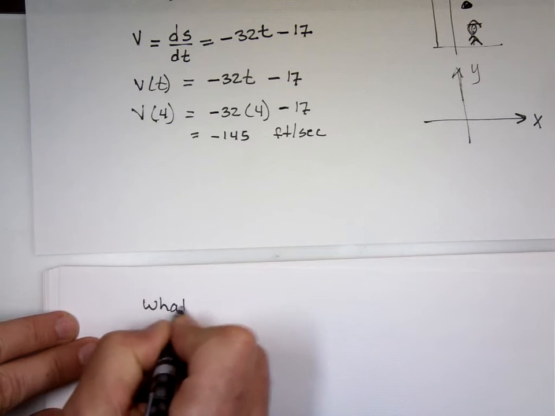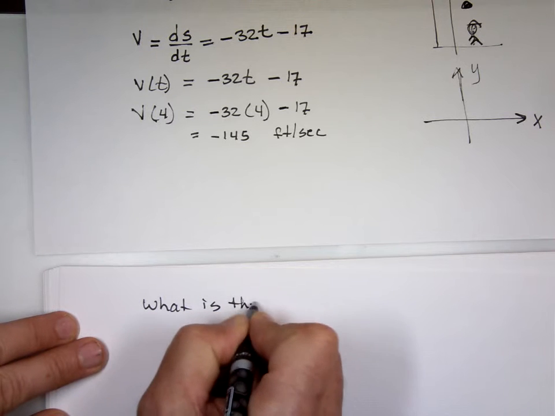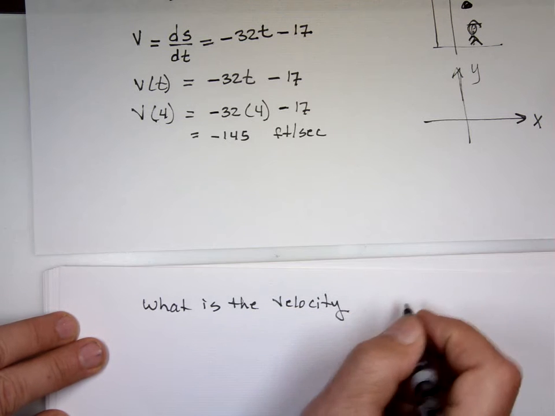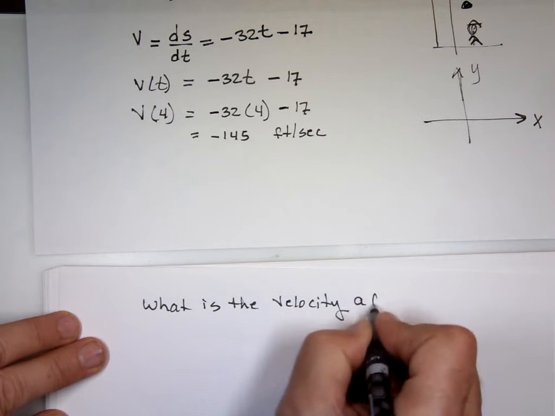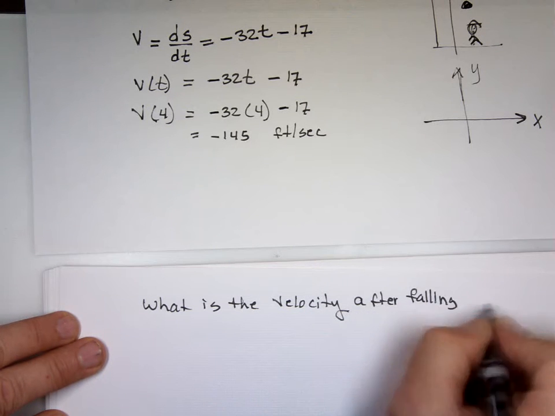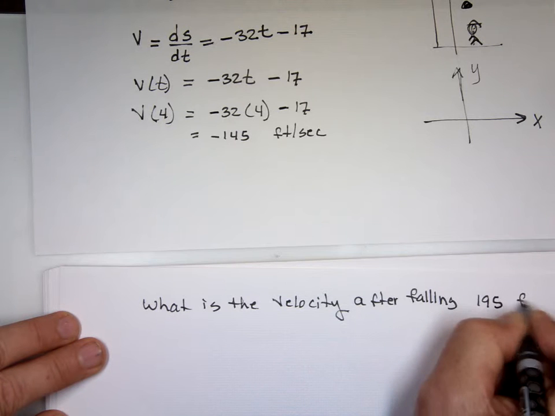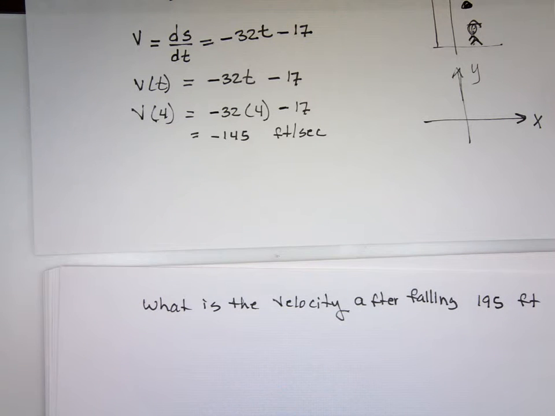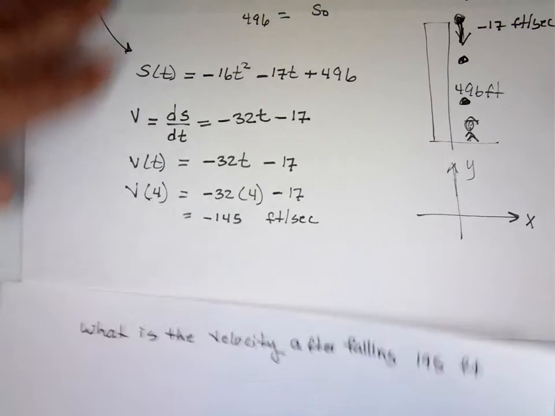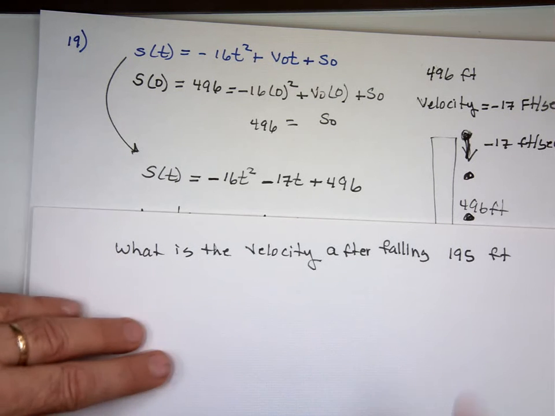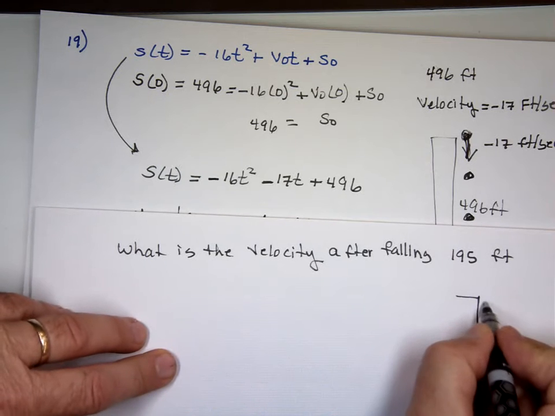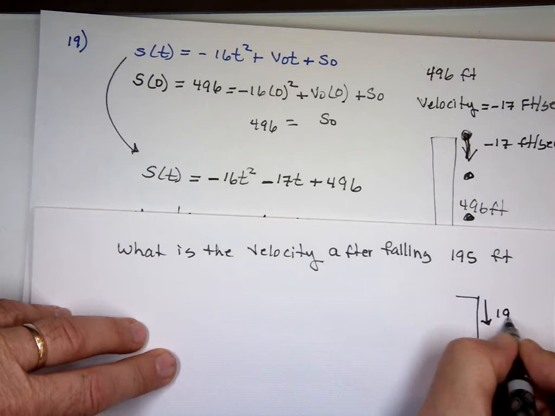What is the velocity after falling 195 feet? What's the velocity after falling 195 feet? This is the building. The thing dropped 195 feet.